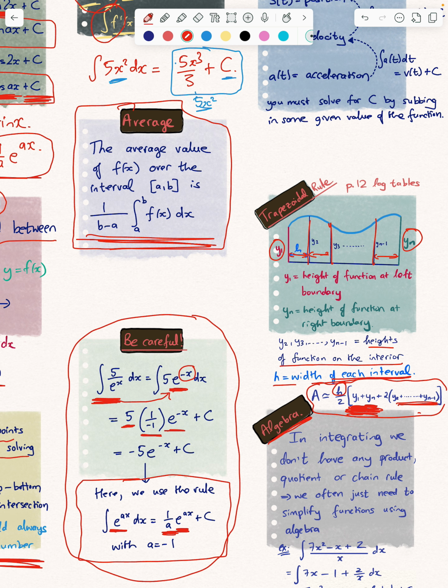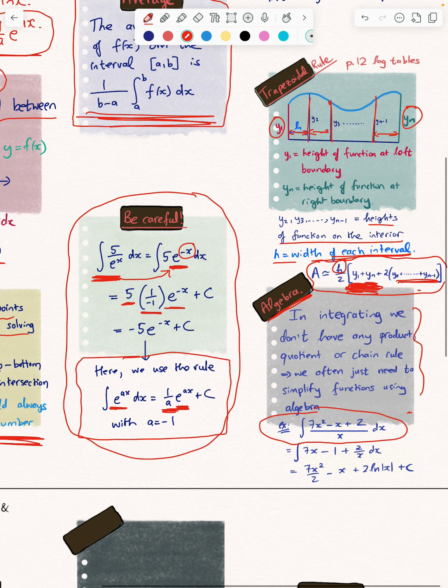And then just in integrating, we don't have any product, quotient, or chain rule. We often need algebra, so the likes of this, you would divide each term by x first to reach a point where you can actually integrate each one of those. All right.